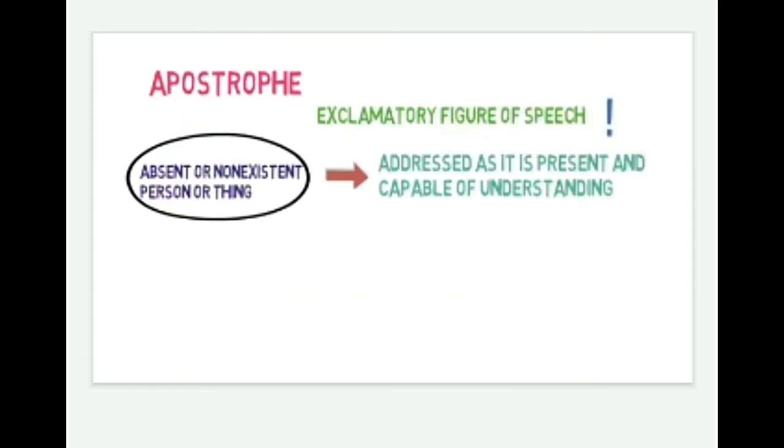And then the next figure of speech is apostrophe. Apostrophe is an exclamatory figure of speech. We use it like an exclamation mark in punctuation, so apostrophe is used as an exclamatory figure of speech. It addresses an absent or non-existent person or thing as if it were present and capable of understanding.